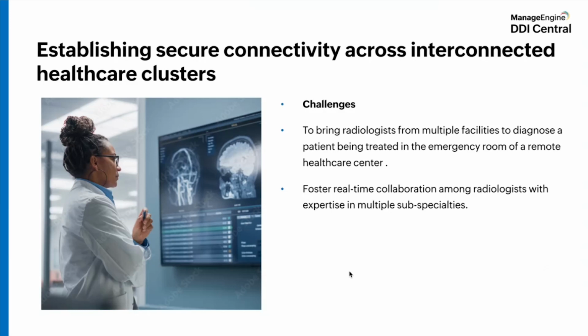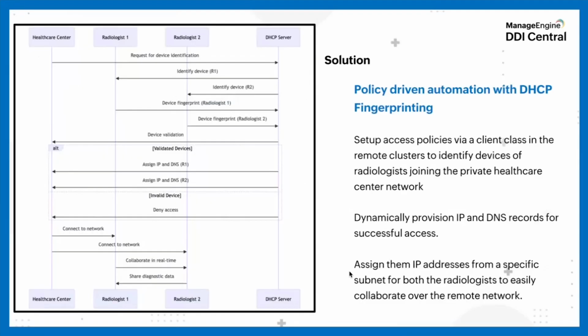So what's the solution here? To ensure the radiologists have real-time access to the web-based image viewing software, we need to establish special constructs called client classes that enable DHCP servers to identify their laptops by their unique MAC addresses and immediately assign them an IP address from a dedicated subnet within the private network. So let's see how to implement this in DDI Central.